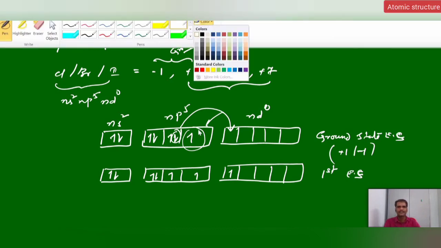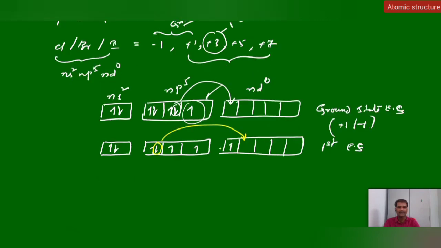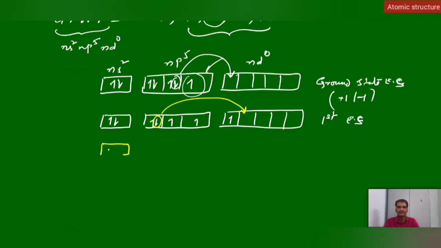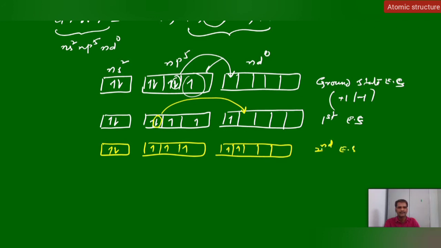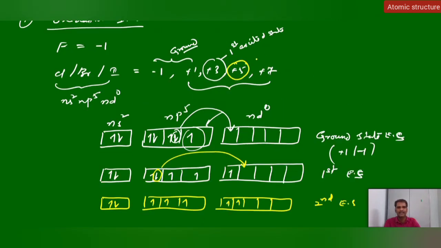Then the +5 oxidation state. To get +5, it should form 5 bonds, and one more electron will excite to the d subshell. Then you'll get the new configuration. Now the d orbital has 2 electrons. Now total unpaired electrons are 5. So in this particular case, it can show +5 oxidation state, and that is called the second excited state. So in the second excited state, halogens can show +5 oxidation state.